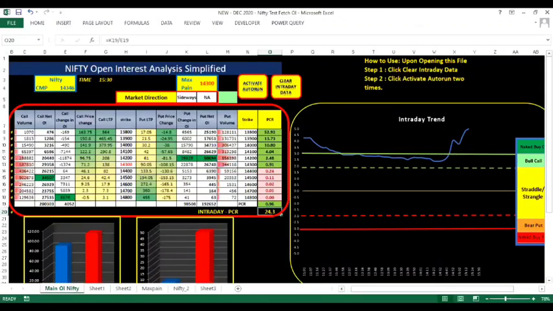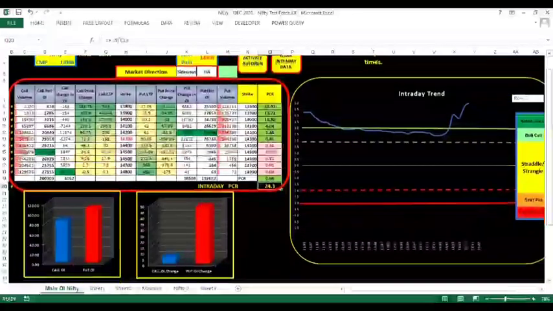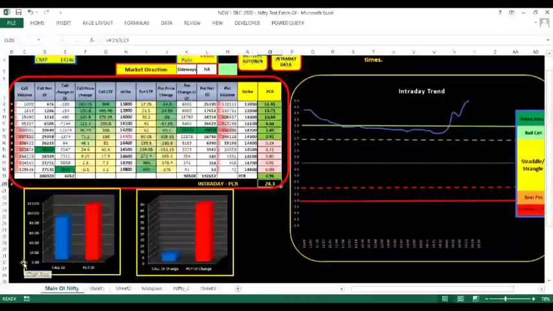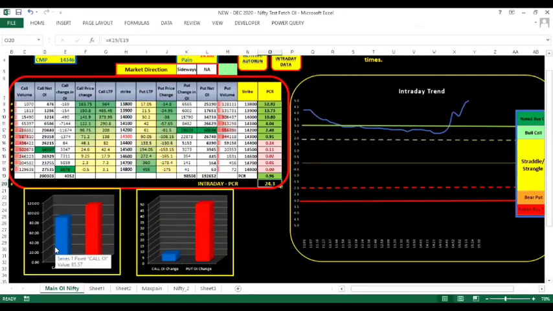Before that, I'll just scroll a bit down and show you there are two graphs which you are able to see. On the left hand side is a graph which is indicating the total number of calls and total number of puts. If we see, the total number of puts here are more than the total number of calls. Graphically one can make out that the tower for put OI is taller than the call OI.